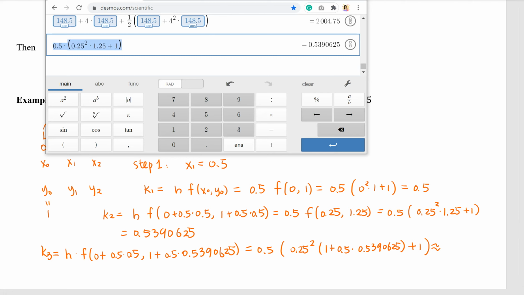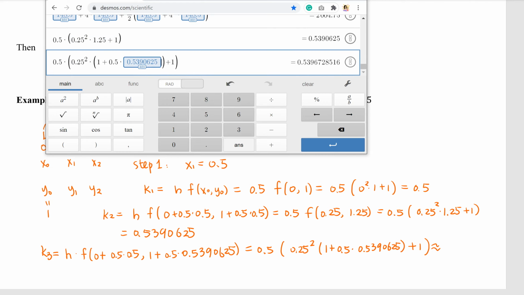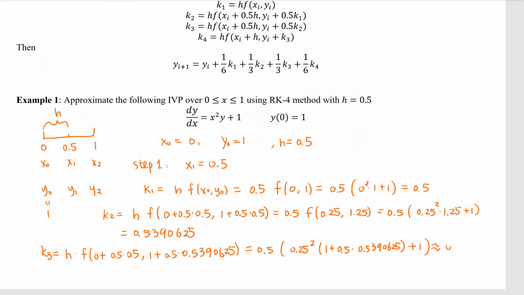We can use the previous line, but now we replace it by 1 plus 0.5 times our previous answer. It's enough to keep 5 decimal places. So we get 0.53967. So this is k3.